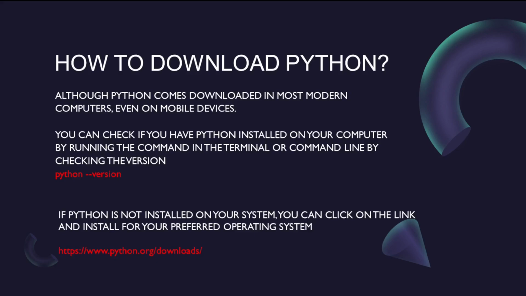So if Python is not installed, then you can download Python from https://www.python.org/downloads/. So once you get to the page, just choose the preferred operating system that you want to download on, maybe Windows, maybe Linux, maybe Mac OS. So you can just choose any of these three and download it. So after downloading, you can now check the version again.